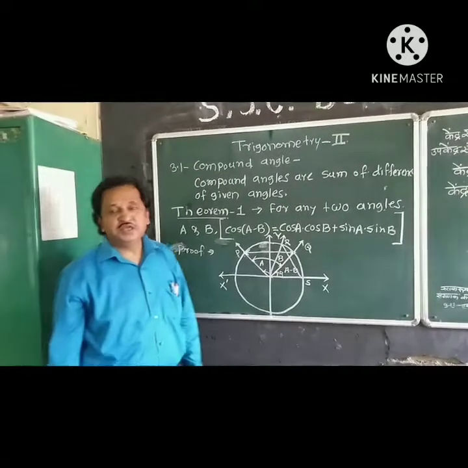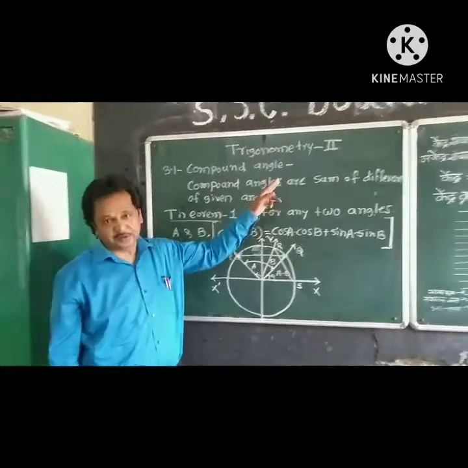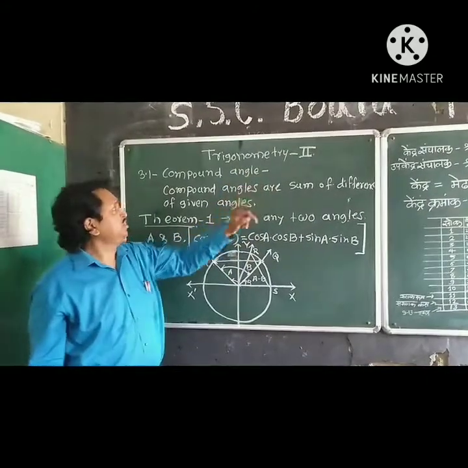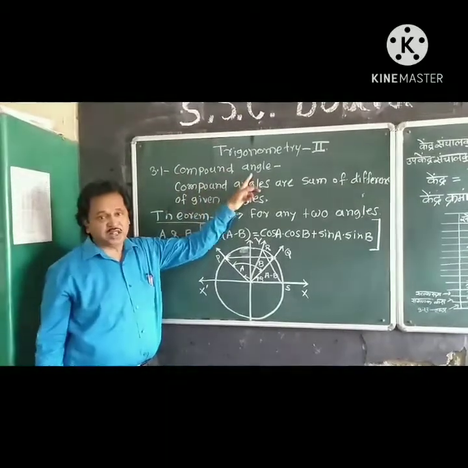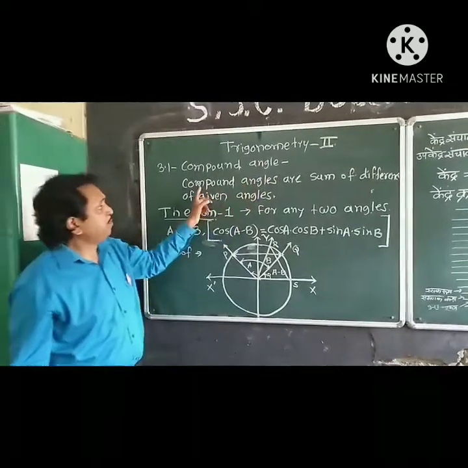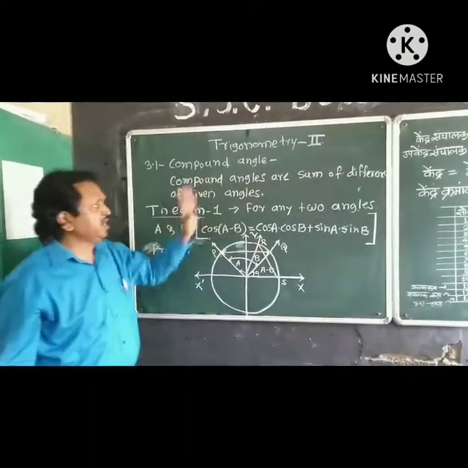Today in 11th standard mathematics we see trigonometry second. This is our chapter name. In this trigonometry second, first we start with what is compound angle. Compound angles are the sum or difference of given angles.